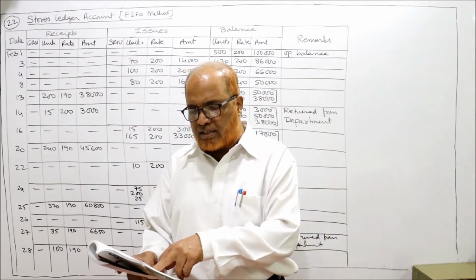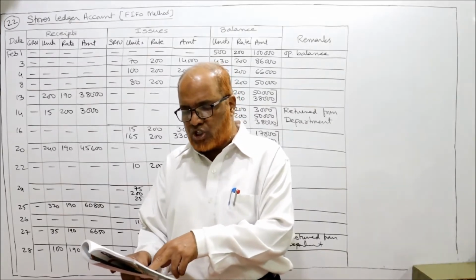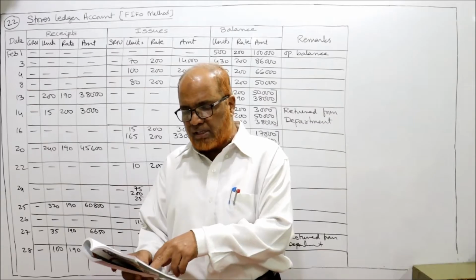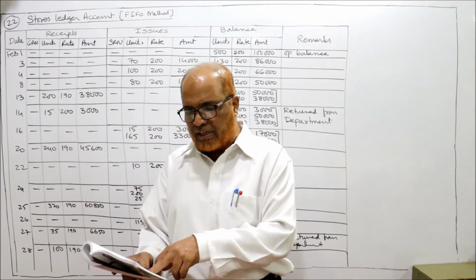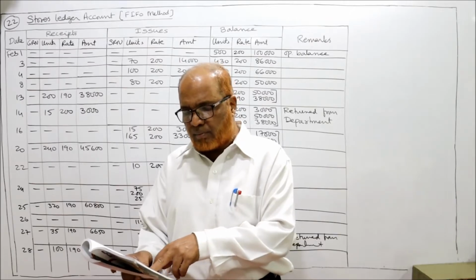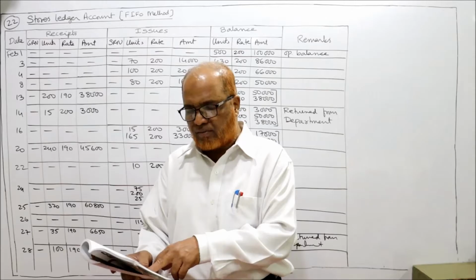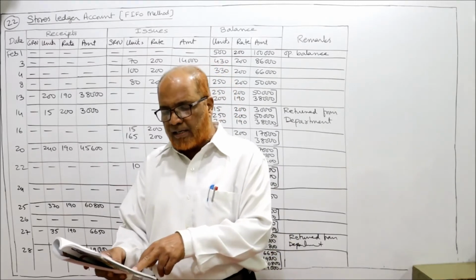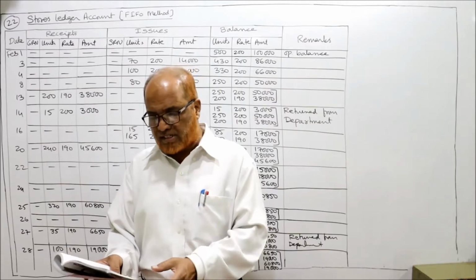16th Feb, issue 180 tons. 18th Feb, received 340 tons. 24th Feb, issue 300 tons. 25th, received 320 tons at 190. 26th Feb, issue 115 tons. 27th, return from department 35 tons. 28th, received 100 tons at 190. Issues are priced on the principle of FIFO. So we have to follow first in first out method.